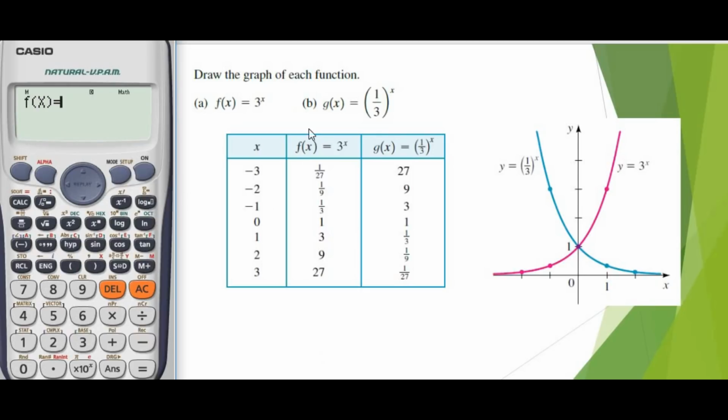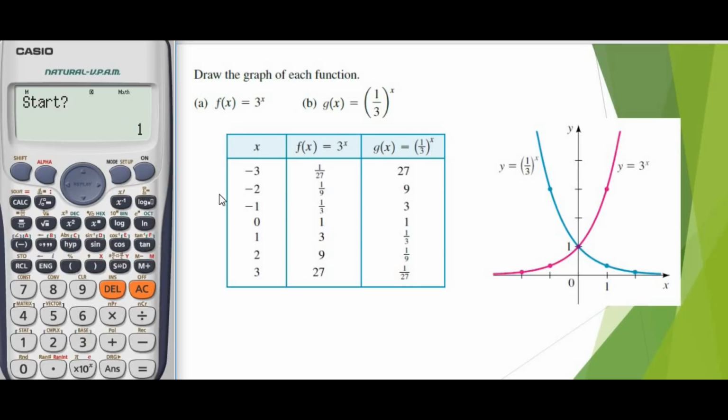So we are now ready to input this value. First we'll input f of x equals 3 to the power of x. So we press 3 to the power of, we press this, and x. So we press alpha x. That's it. We press equals.